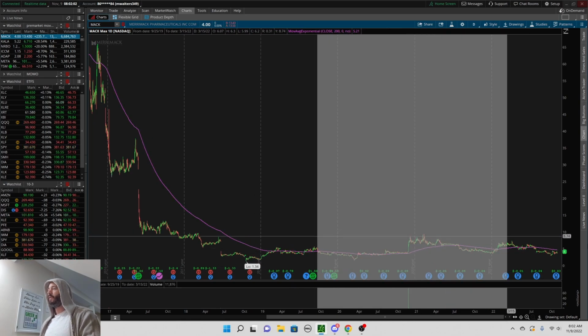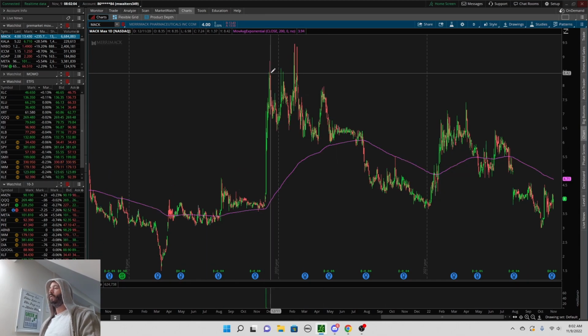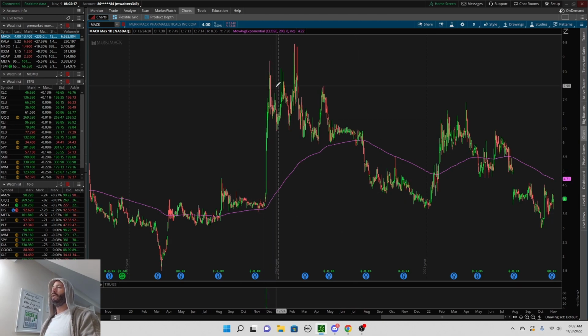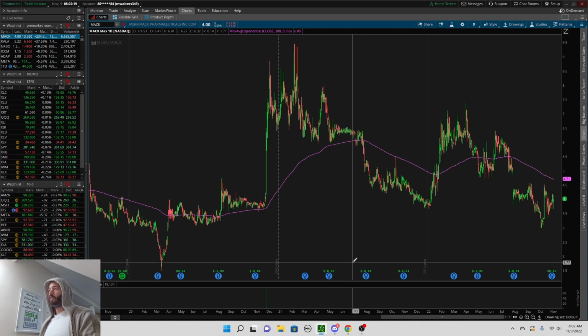You got some pops here and there, like we saw here in 2020. 2021 kind of sold off, and then just kind of chopping around. This chart does not look like, outside of right here, a previous runner. So you have to trade this a little different.